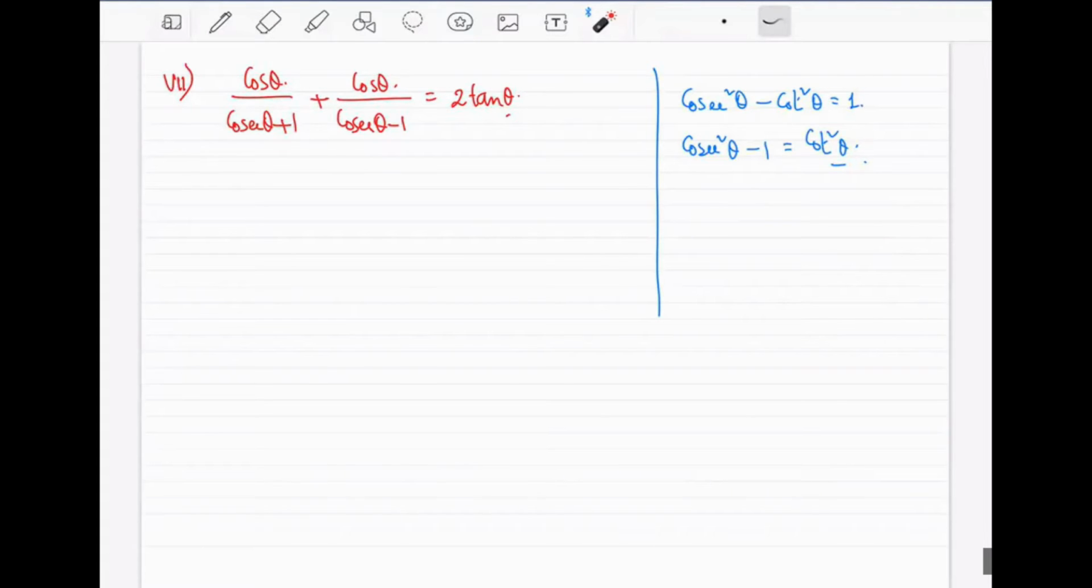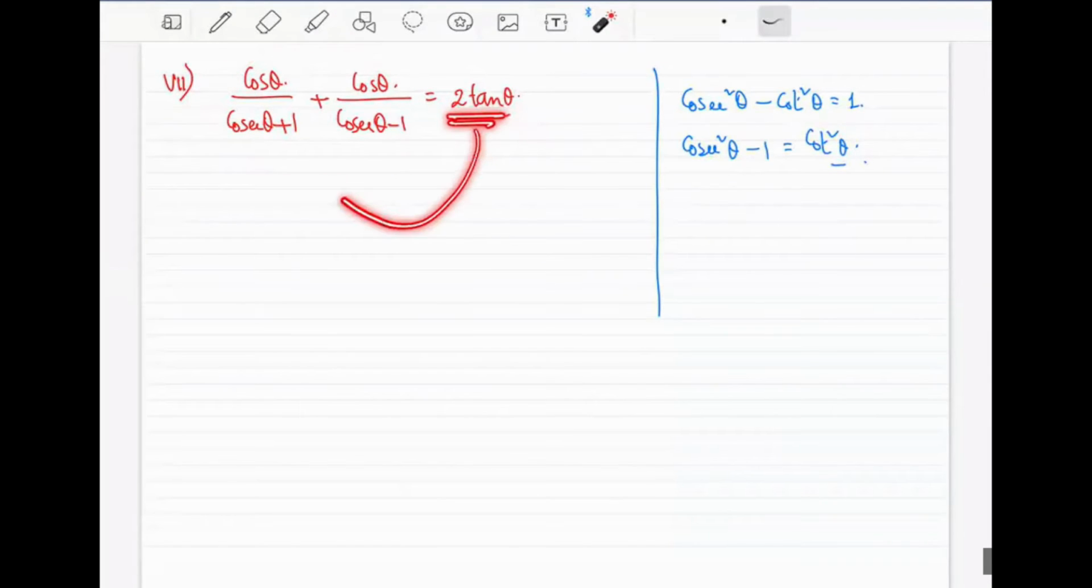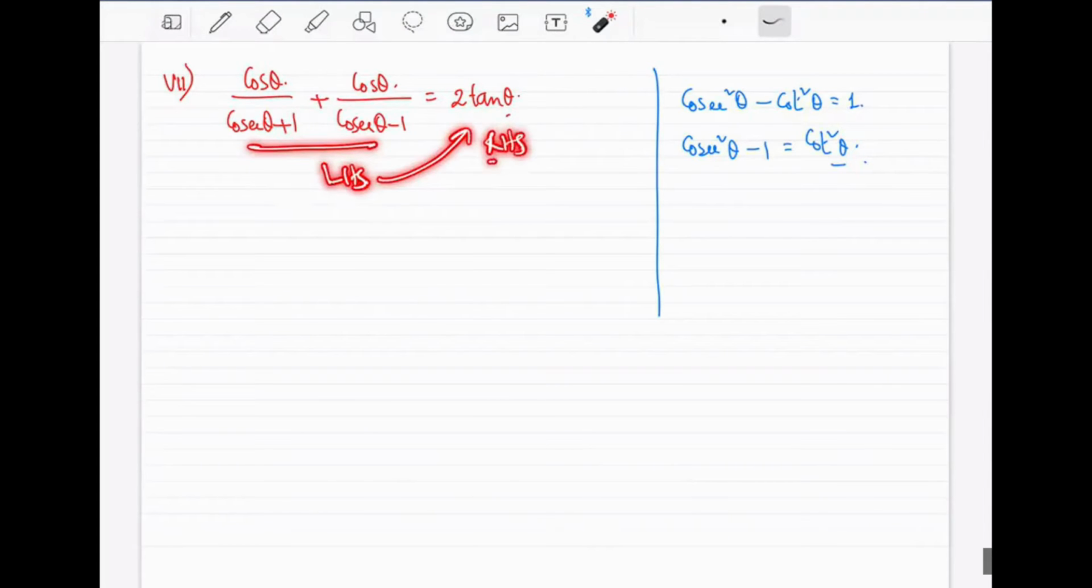So what to do here? Look, this part is bigger compared to this part, right? You can start from here and then arrive at here. That means start from the right hand side and obtain the left. Smaller to bigger is difficult, okay? Larger to smaller is easier. So start from the left hand side and then try to obtain the right.